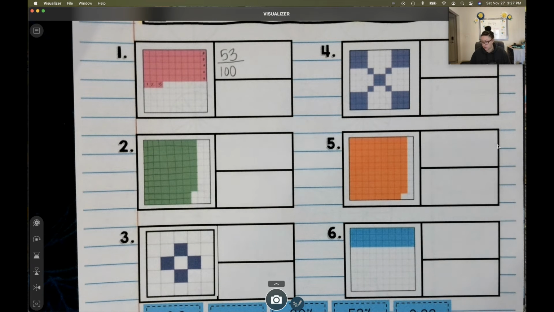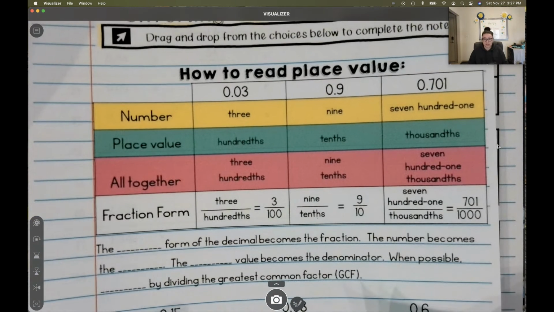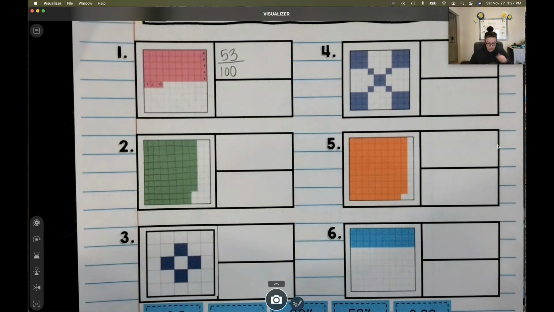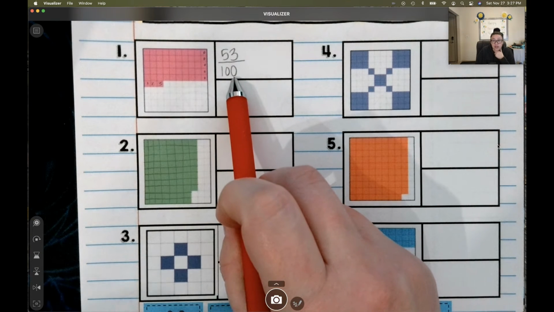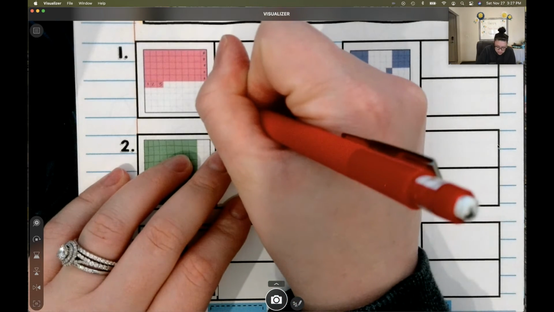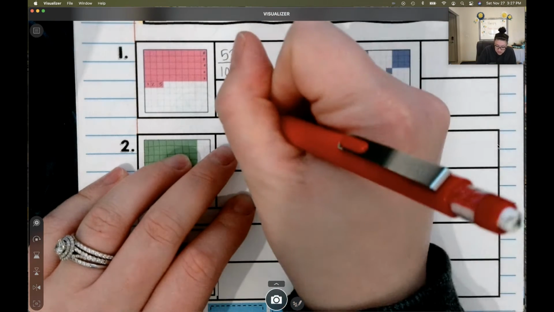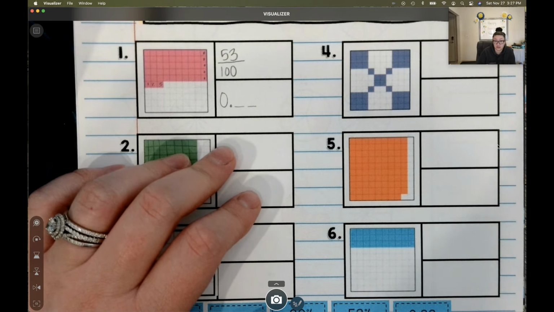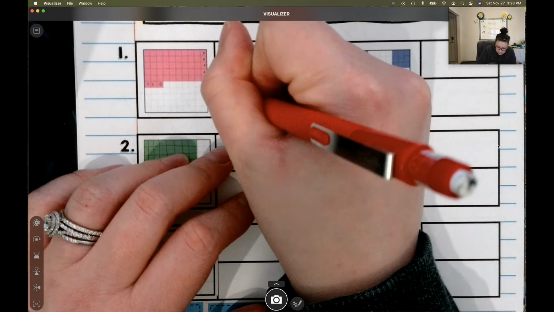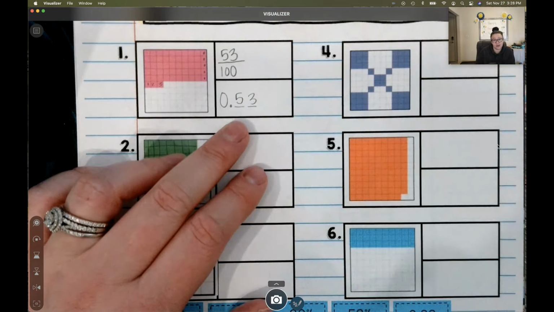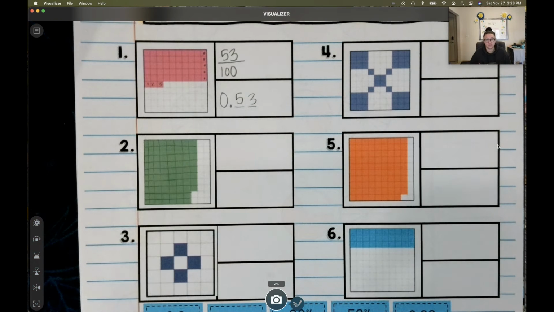Now we want to turn that into a decimal. And again, if you think back, we kind of have to do the opposite of those notes. So here, I know my denominator is going to be 100. So how many numbers should I have after my decimal point? I should have 2 numbers after my decimal point. What would those numbers be? A 5 and a 3. 53 hundredths: tenths, hundredths.